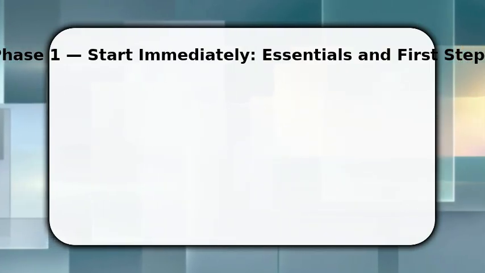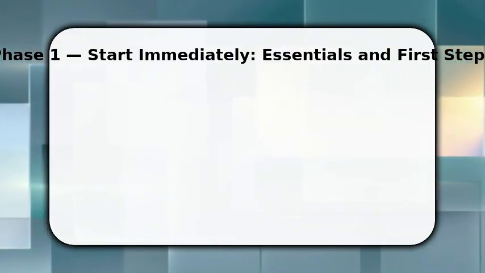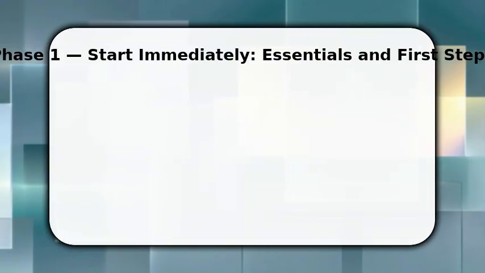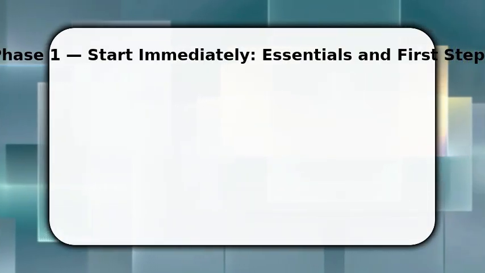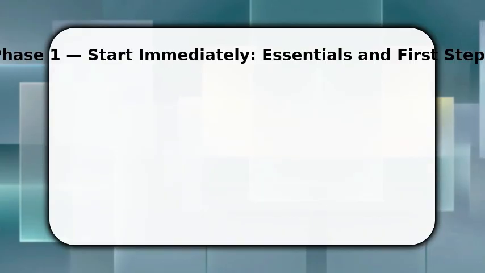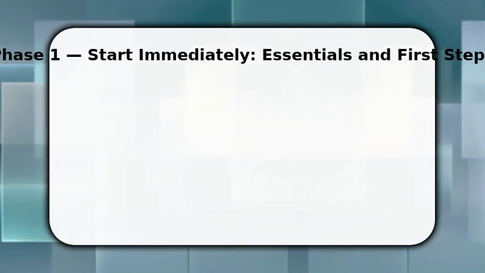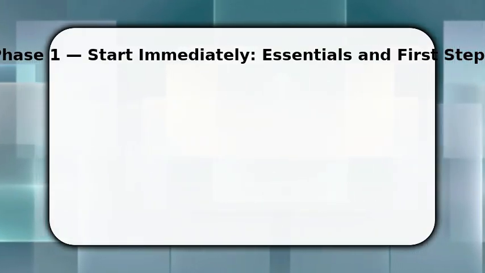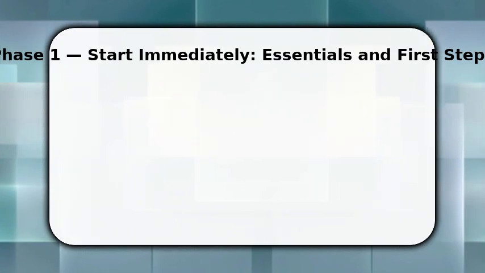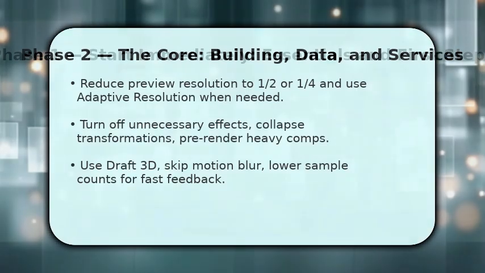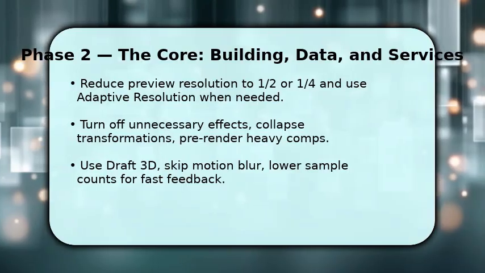Once done, enable disk cache on a fast SSD and allocate 10 to 30 GB depending on project complexity. This speeds frame read/write. Also, make sure the cache location is not a network drive, because latency there kills preview responsiveness. Once caches are healthy, attack the project.